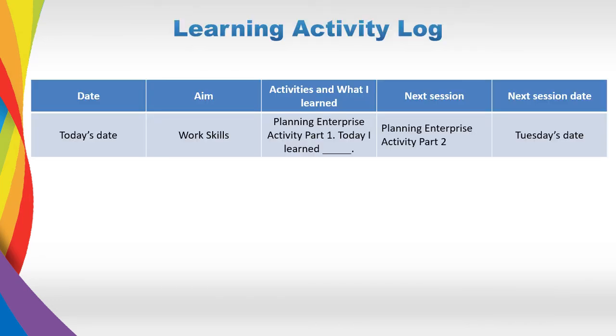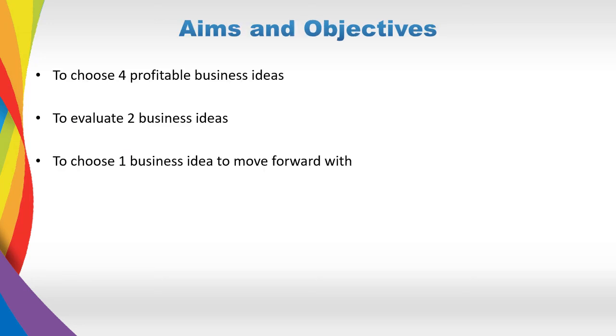So for your learning activity today, slightly different, so you're going to have today's date. Your aim is work skills. The activities and what I have learned, so we've looked at planning an enterprise activity, part 1, and today you have learned. Your next session is planning an enterprise activity, part 2, and the next session's date is on Tuesday. You should now have met your aims and objectives of choosing 4 profitable business ideas, evaluated 2 of those and chosen 1 to move forward with next week.